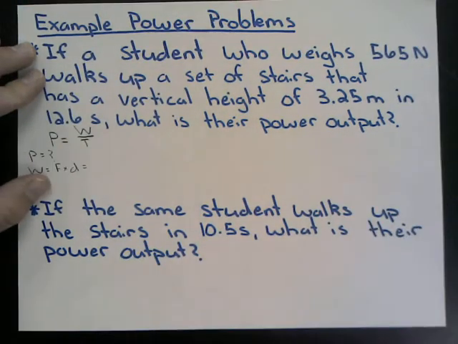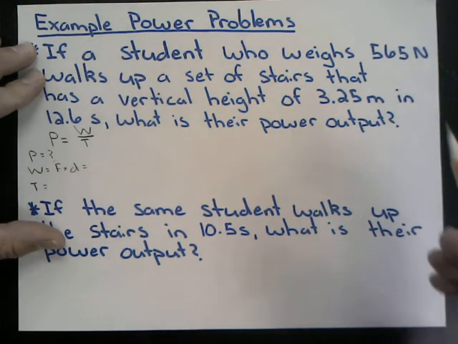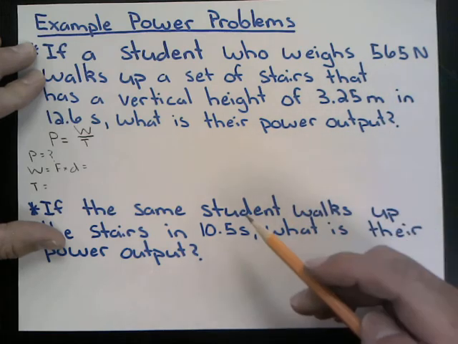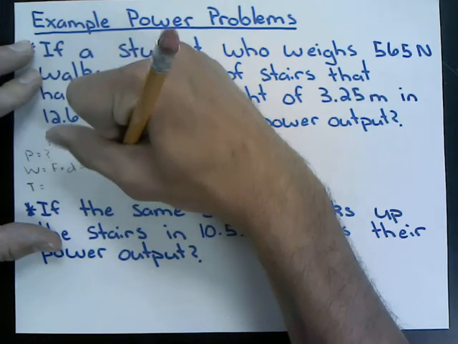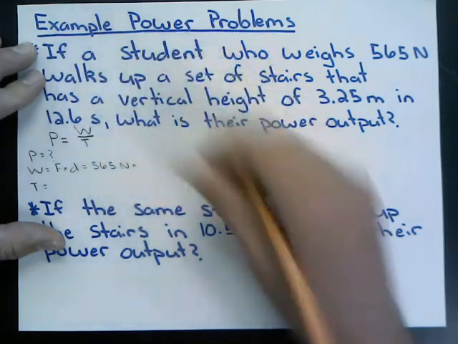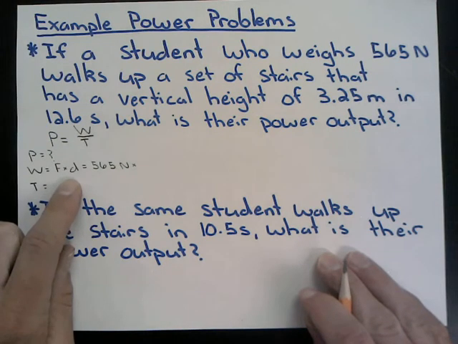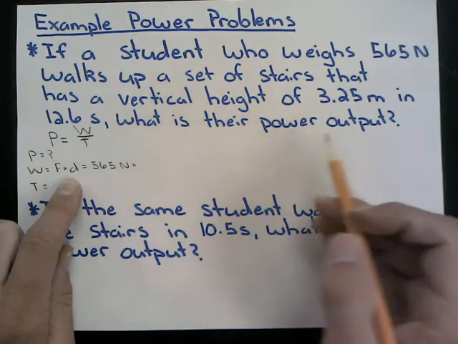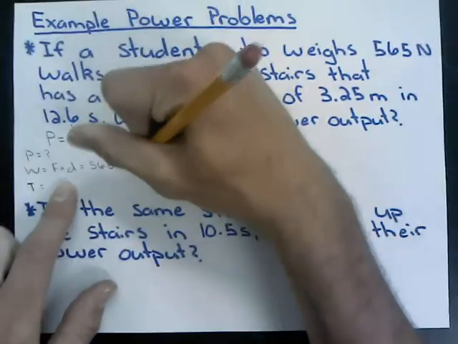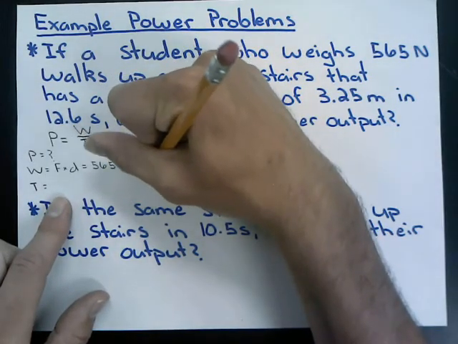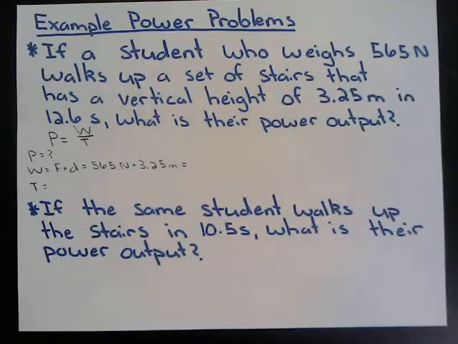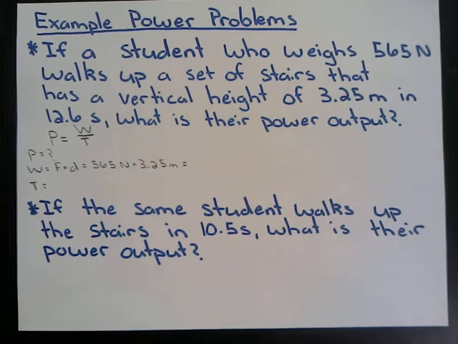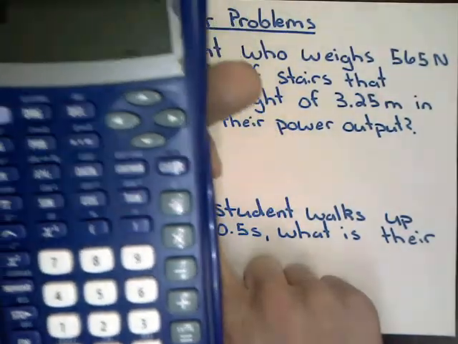Now, our force, if you remember back, is expressed in newtons. And so this student weighs 565 newtons. So we can put 565 newtons in that location, and we can multiply it by the vertical distance of that set of stairs, which we had listed at 3.25 meters. So to find out the value for our work in joules, all we have to do is take 565 and multiply it here by 3.25.